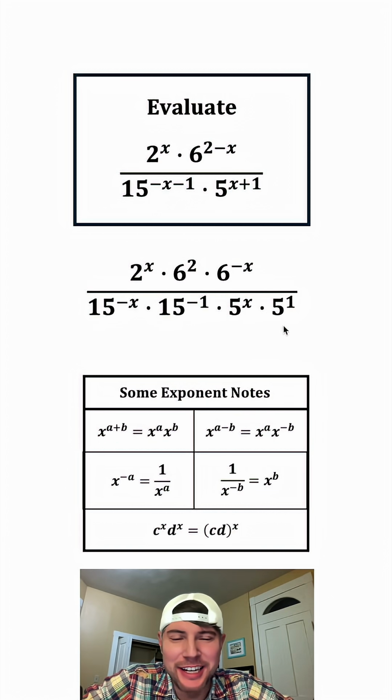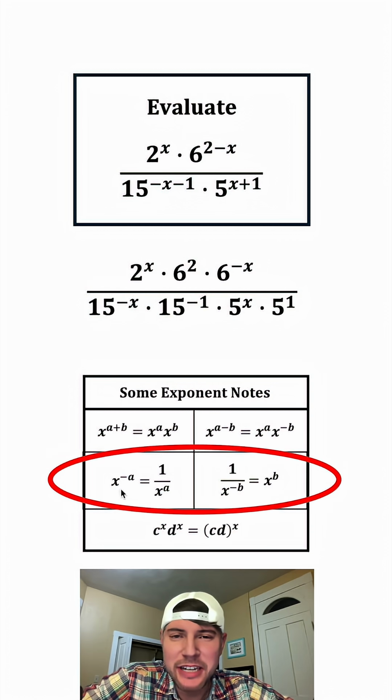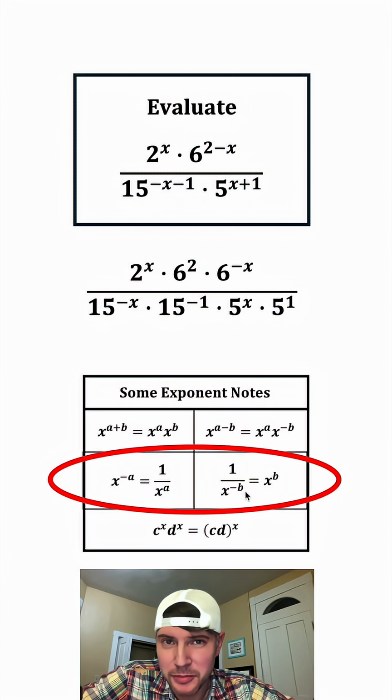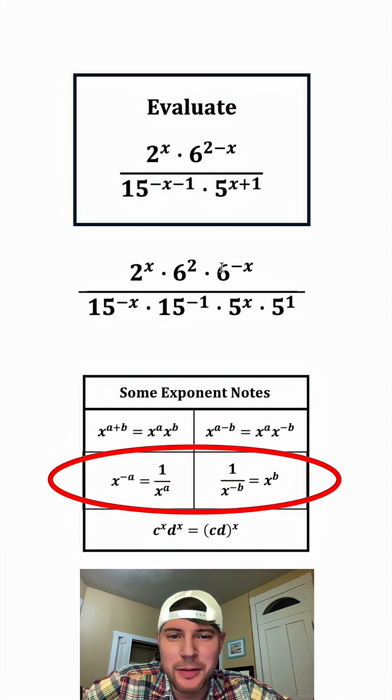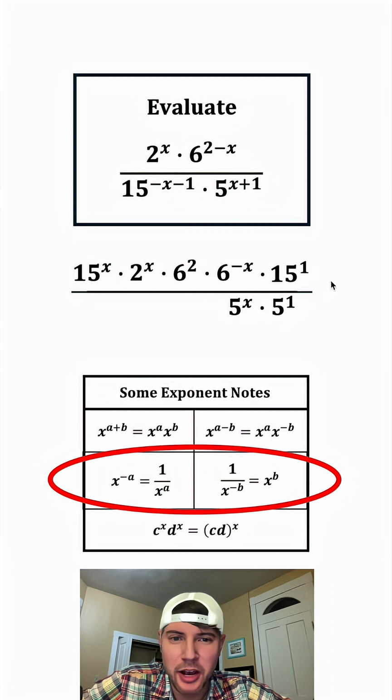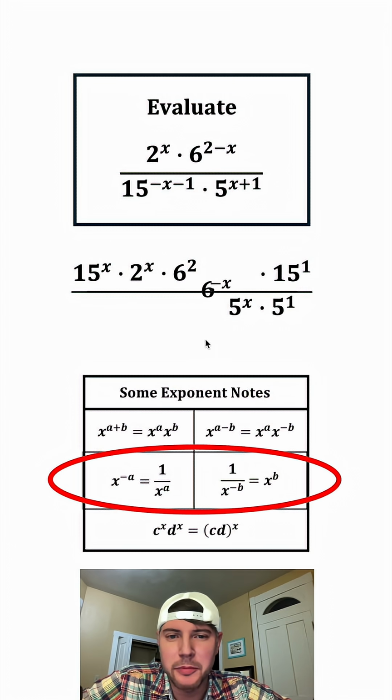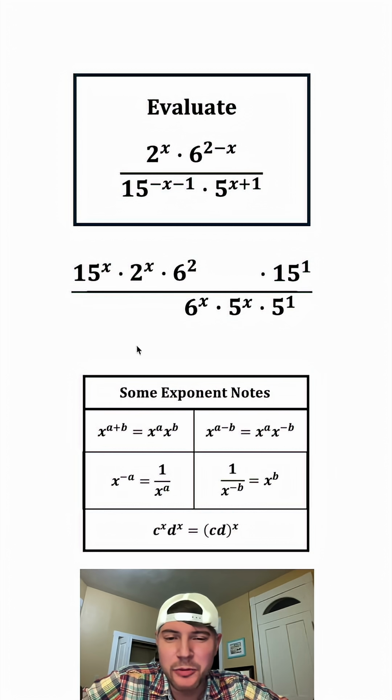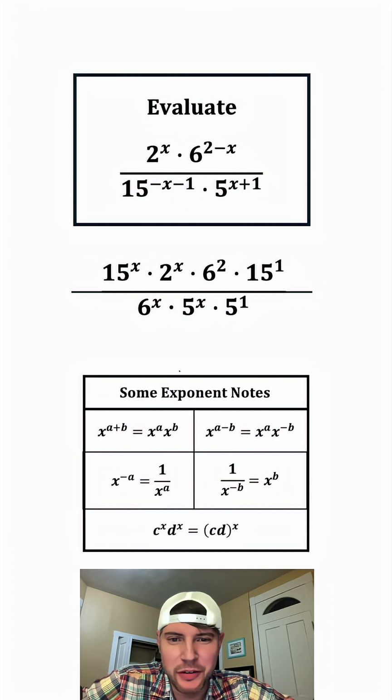Next, we can clean up all the negatives. Here's the notes right here. If you ever have a negative on top like this, where you have x to the negative a, you can rewrite that as 1 over x to the a. And if you ever have a negative exponent on bottom, like 1 over x to the negative b, you can rewrite that as x to the b. So we can do the same thing here. This 15 to the negative x power on bottom can be brought up, and it'll be 15 to the positive x. And this 15 to the negative 1 on bottom can be brought on top to be 15 to the positive 1. And then this 6 to the negative x on top can be brought on bottom to be 6 to the positive x. And now we've gotten rid of all the negative exponents. And let's smush everything together.